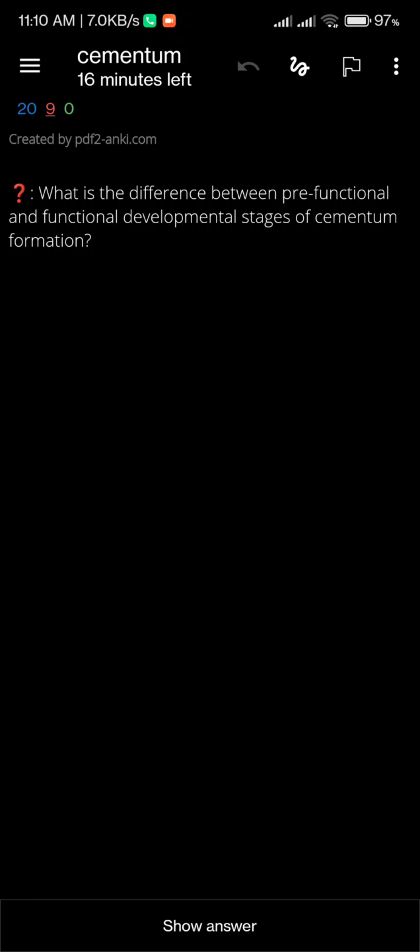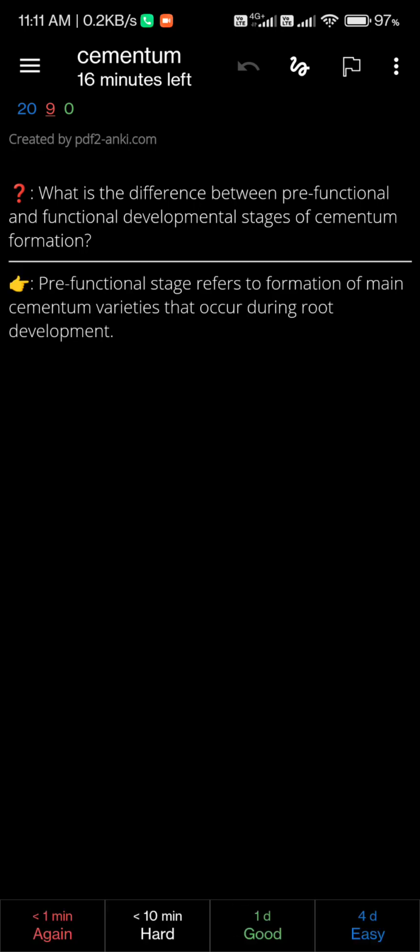What is the difference between pre-functional and functional stages of cementum formation? In the pre-functional stages of cementum formation, the main types of cementum are formed. Basically, that's the pre-functional developmental stage of cementum. The pre-functional stage refers to the formation of the main cementum varieties during root development.